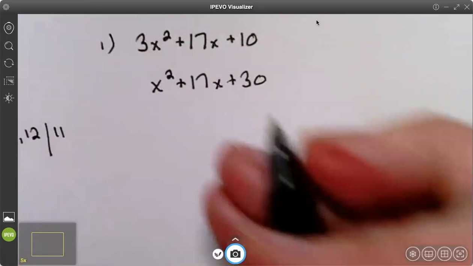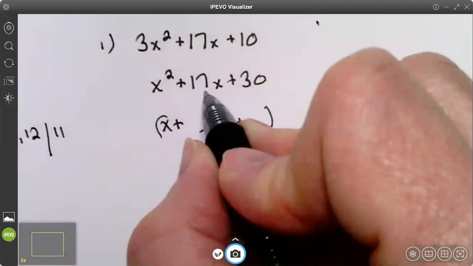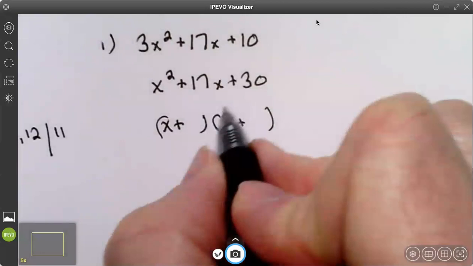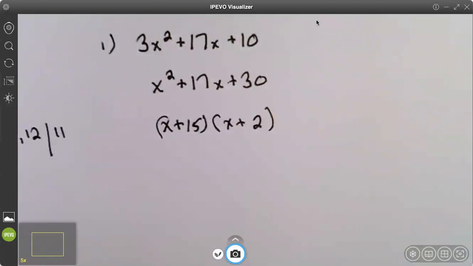It's going to be x plus, two numbers whose product is 30 and sum is 17. If you need to do your little chart over on the side, do it. But I know 15 times 2 is 30 and 15 plus 2 is 17, and of course the 2 could go here, the 15 could go here, no difference.